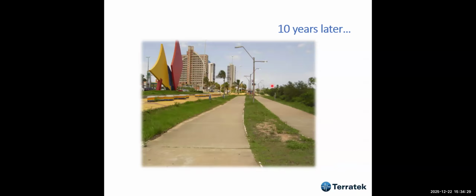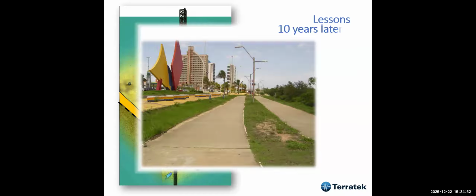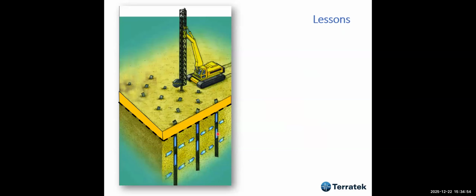And this is a project which I always enjoy seeing the results of because it's a nice area, and this is the embankment, and this is the cycle path where people cycle. I have been coming here for many years, and 10 years after, we didn't see any settlement evidence. And from this, what are the main lessons about wick drains?